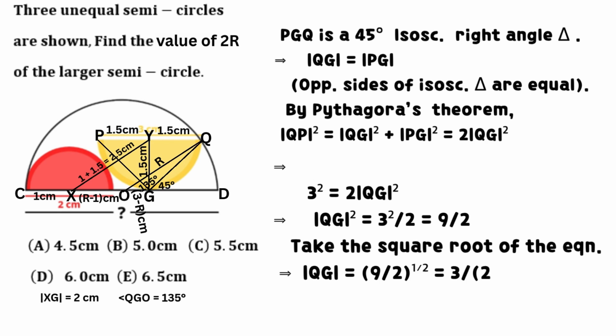Simplify. We have that the square of line QG equals half the square of 3, which equals half of 9. Take the square root of the equation. It signifies that line QG equals the square root of half of 9, which equals 3 divided by the square root of 2.